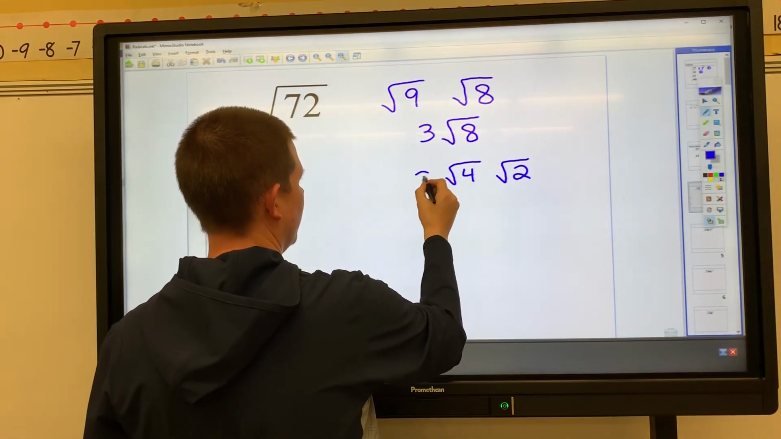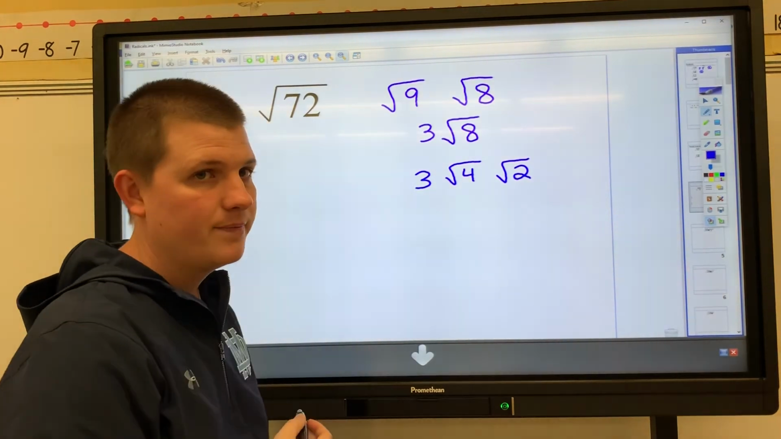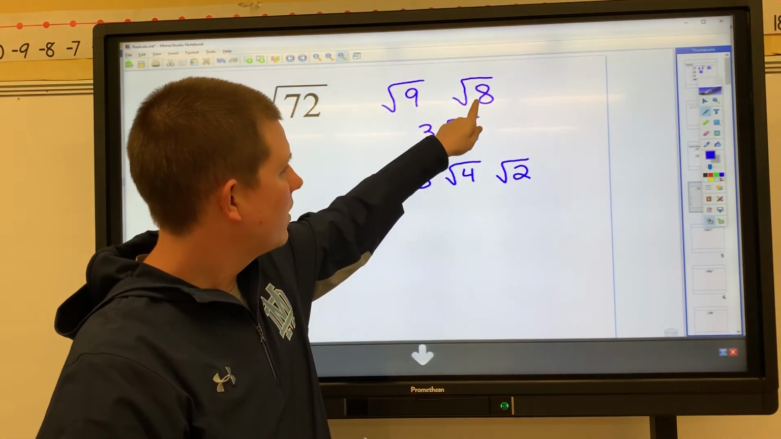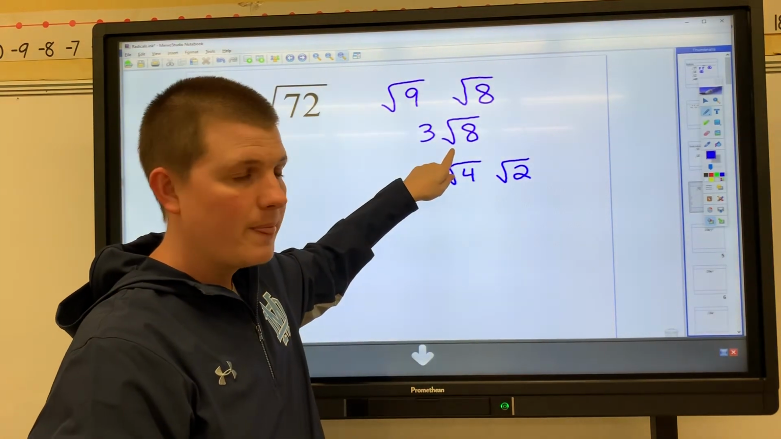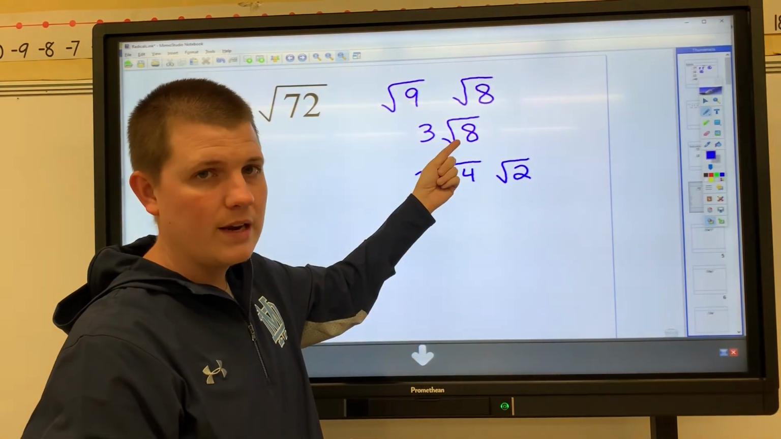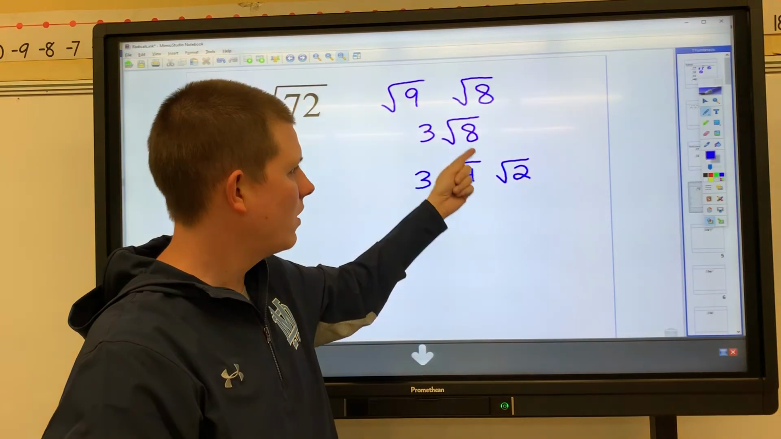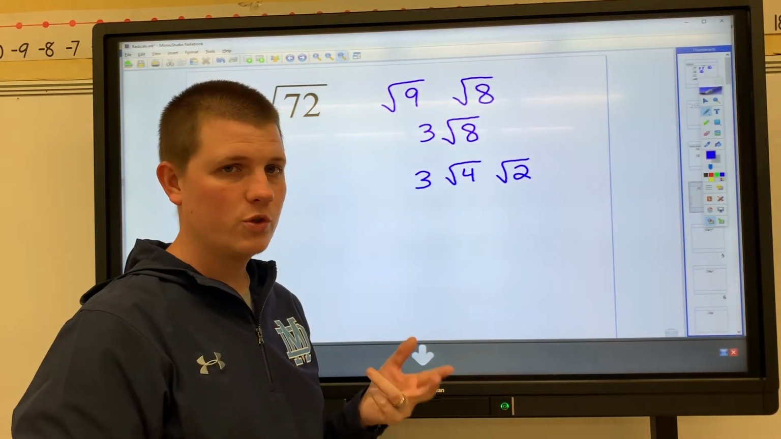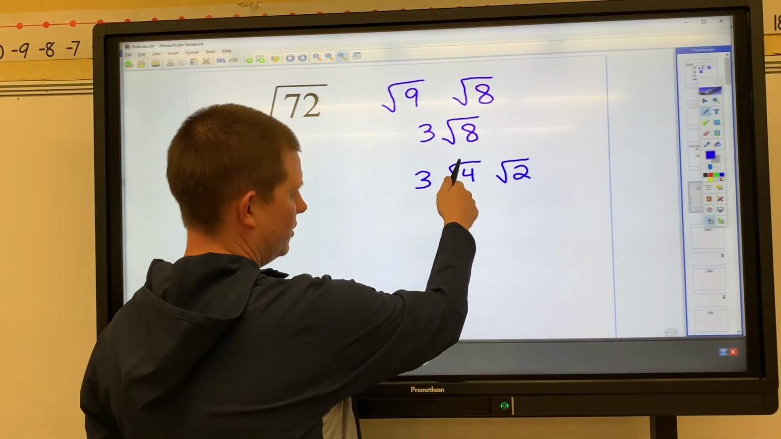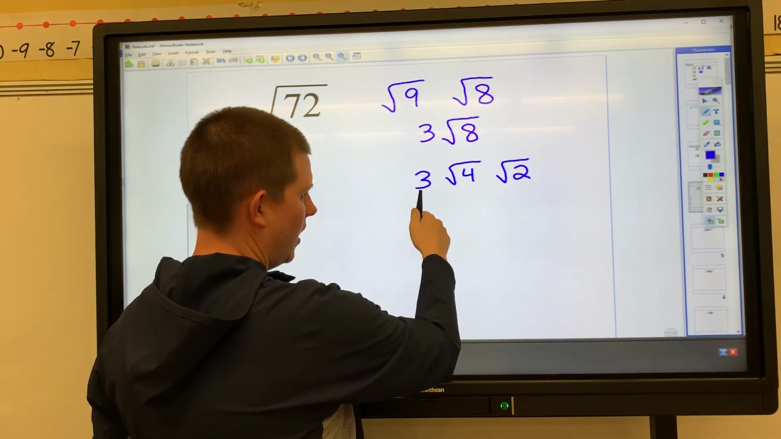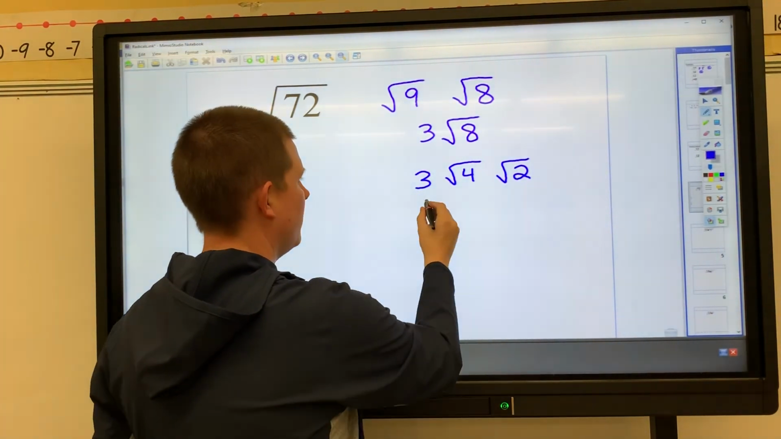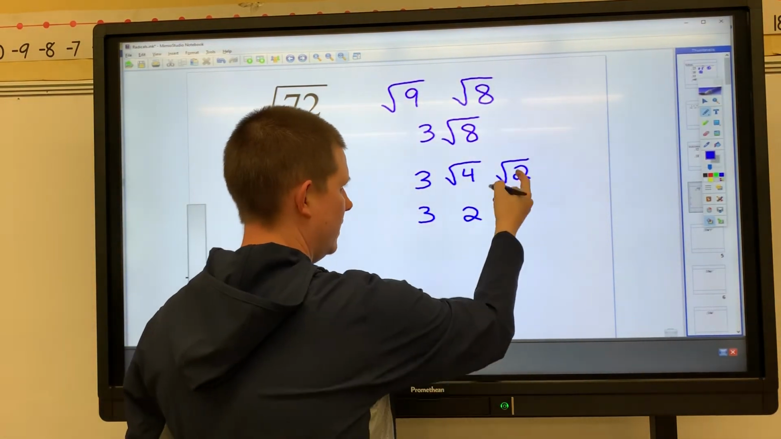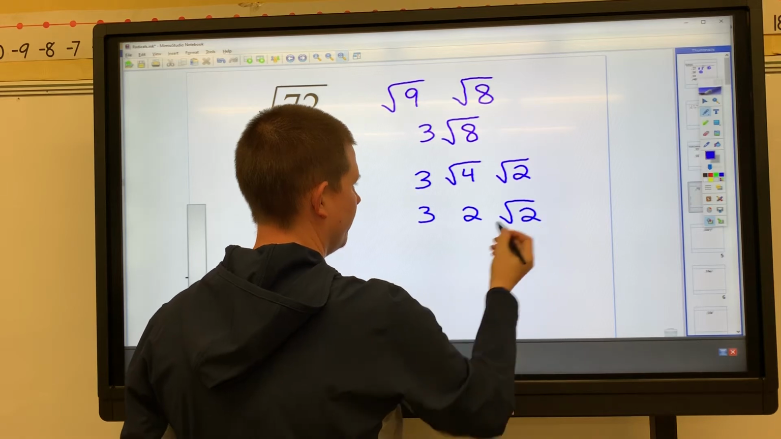Now this 3 has to stay on the outside. So once again, square root of 9 became 3, square root of 8 stays square root 8, but then you should break up the square root of 8 again. So that becomes square root 4 and square root 2. Now what is the square root of 4? 2. So what we're going to do is this becomes a 2. Along with this 3, we have to multiply them. So here's a 3, this is a 2. This has to stay square root 2.